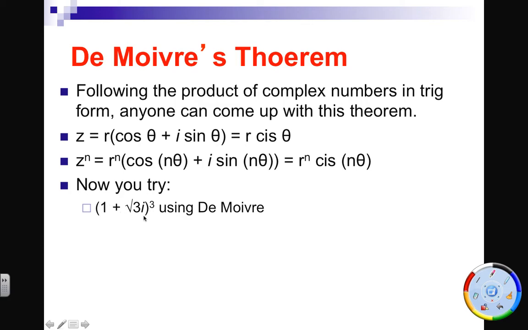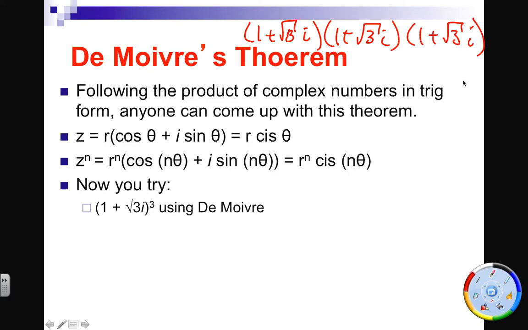Like for this, 1 plus root 3i to the 3rd power. This might have been something you had to do in Algebra 2. Well, in Algebra 2, you were required to go 1 plus root 3i times 1 plus root 3i times 1 plus root 3i. And then you had to do the long process of foiling this out. With 2, it's not very bad at all. With 3, it's really not too bad. But once you get to the 4th power, 5th power, 6th power, then it gets obnoxious. That's why this is handy for us.